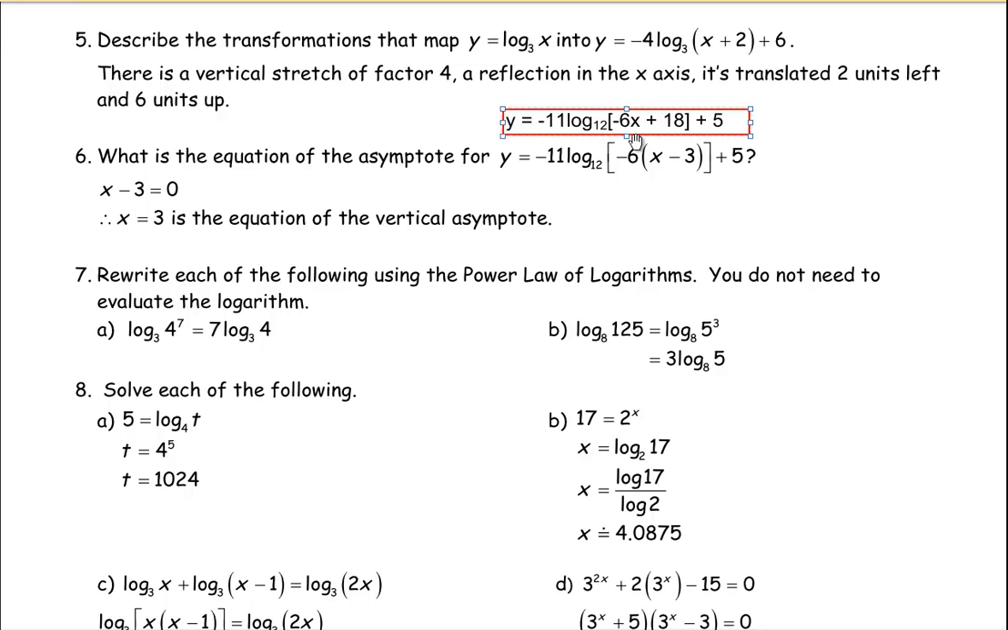Now, if you're given the function in that form with the negative 6 multiplied in, in order to see what the translation horizontally would be, you have to factor that negative 6 out. So we really want it in this form, not in that form. You could still, to find the asymptote, set negative 6x plus 18 equals 0 and solve it, and you still will get 3. That's okay.